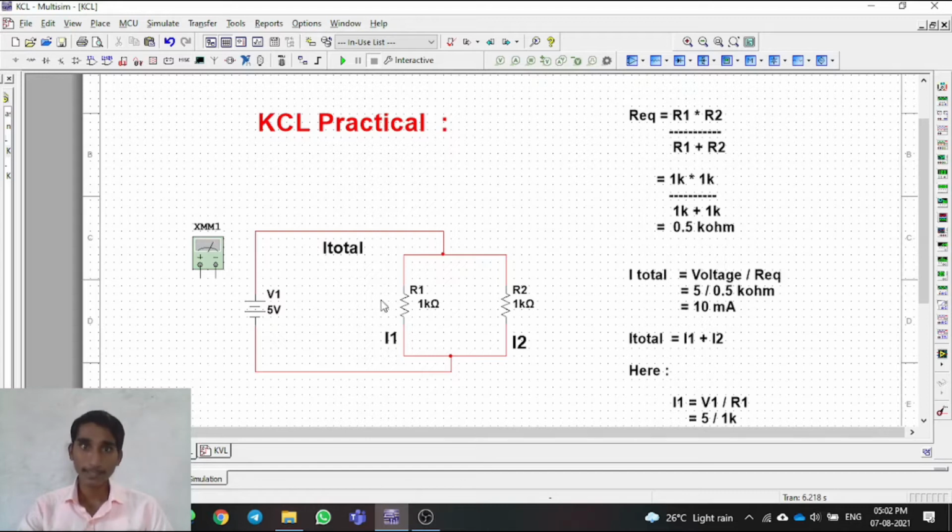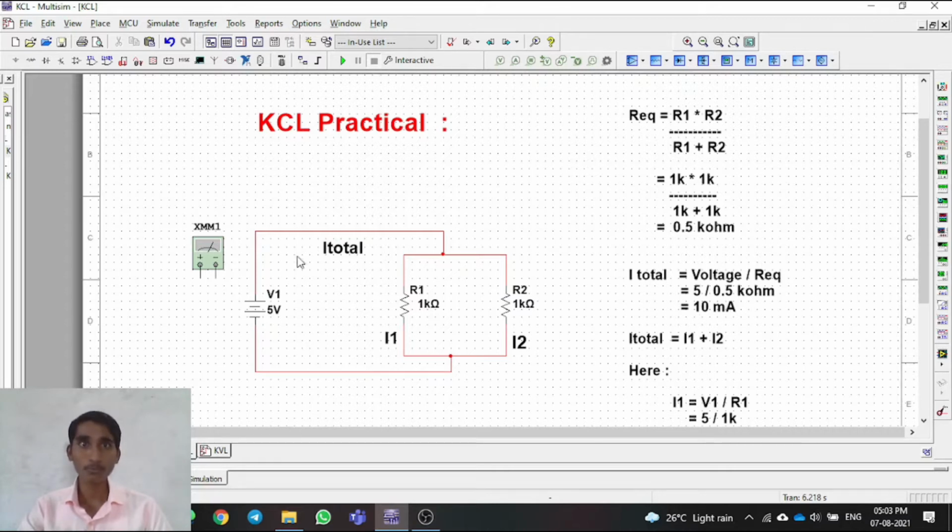Before we measure anything, we have to calculate the theoretical values. I have calculated here. I will explain it briefly. These two are connected in parallel. So we know when resistors are connected in parallel, we get the equivalent resistance formula like this: R1 into R2 divided by R1 plus R2. When we put the values inside this formula, we get an equivalent resistance of 0.5 kilo ohms. Then the total current flowing in the circuit becomes voltage divided by R equivalent, that is 5 divided by 0.5 kilo ohms. It will be 10 milliamps.